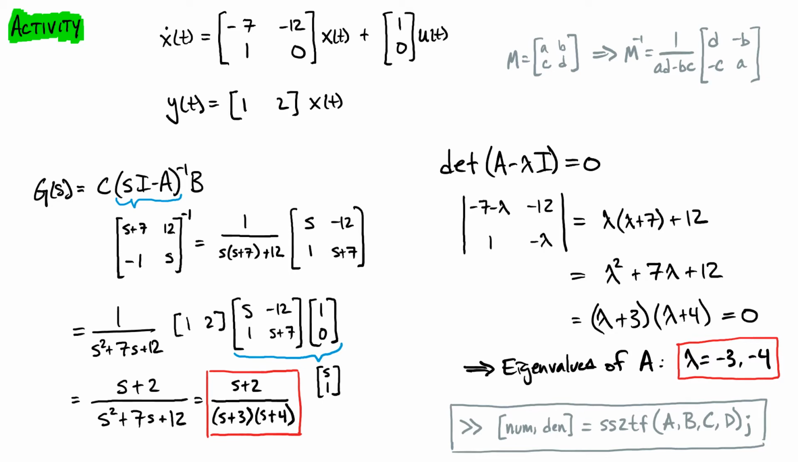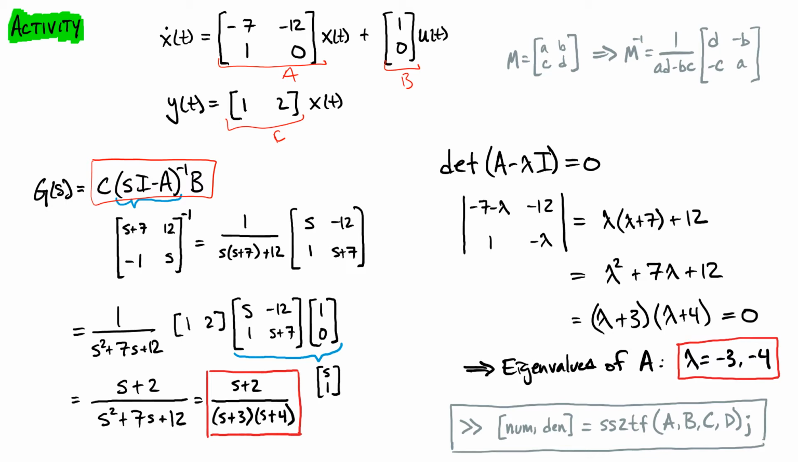So for this example, what we're interested in doing is identifying our A matrix, our B matrix, and our C matrix, and then computing what our transfer function is based on this formula that we came up with in the previous video. So we're computing C multiplied by (SI minus A) inverse, multiplied by B.